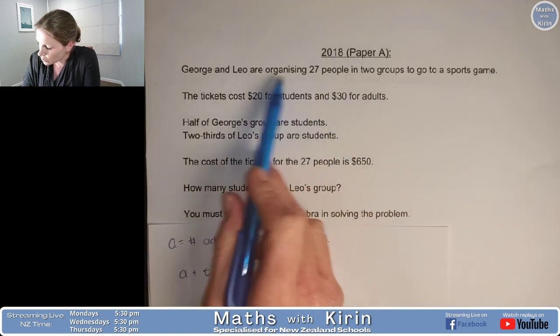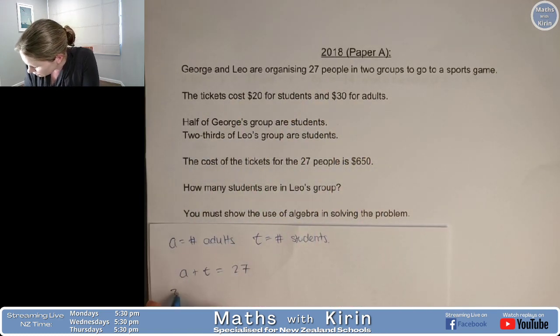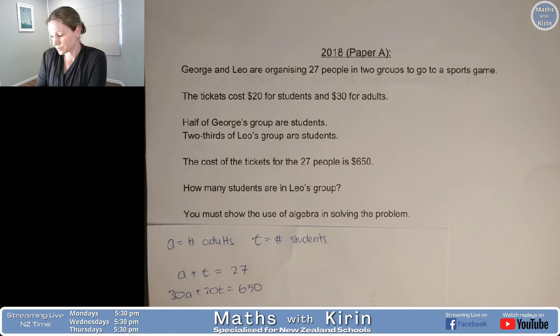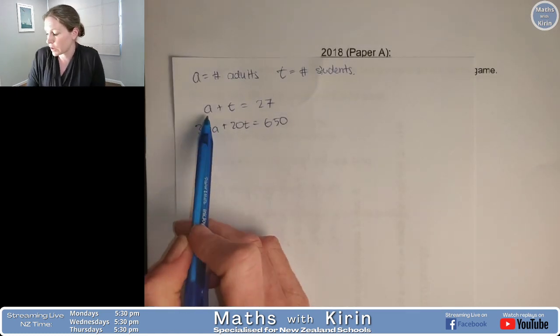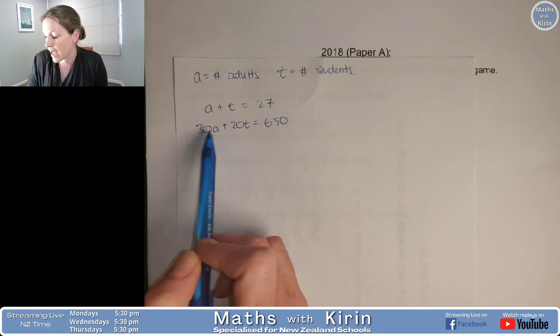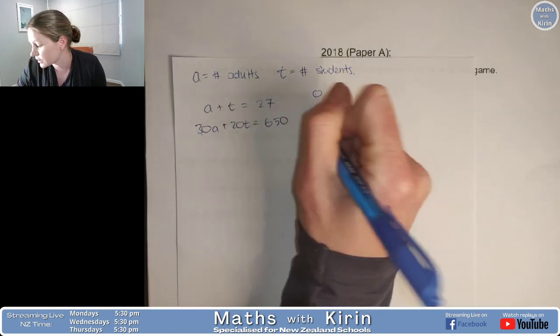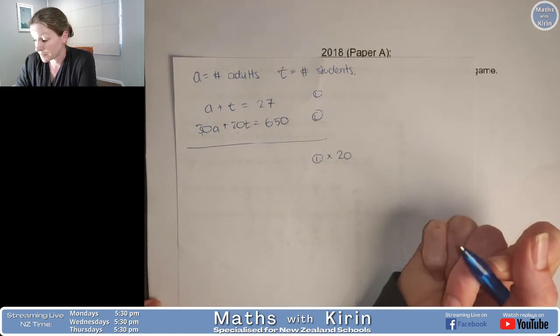And we know the cost of the tickets and how much they paid in total. So 30 times the number of adults plus 20 times the number of students has to equal 650. So if we want to use elimination to solve this question, we need to get our coefficients of either A or T the same. So we just number these. In order to do that, I'm going to multiply equation 1 by 20.